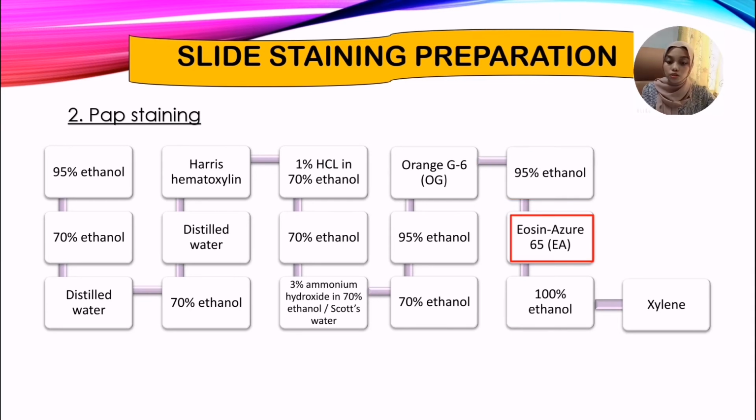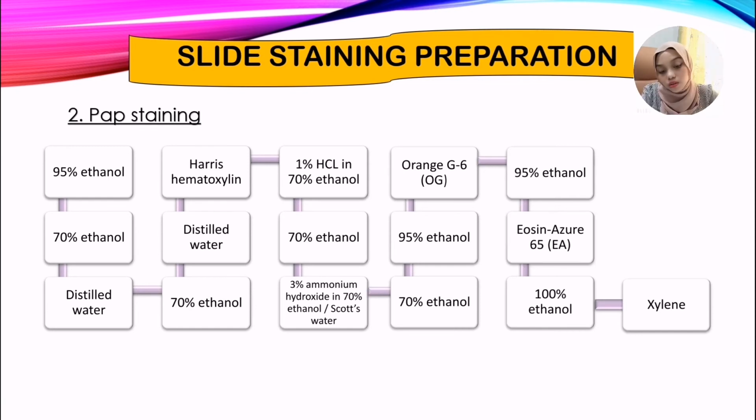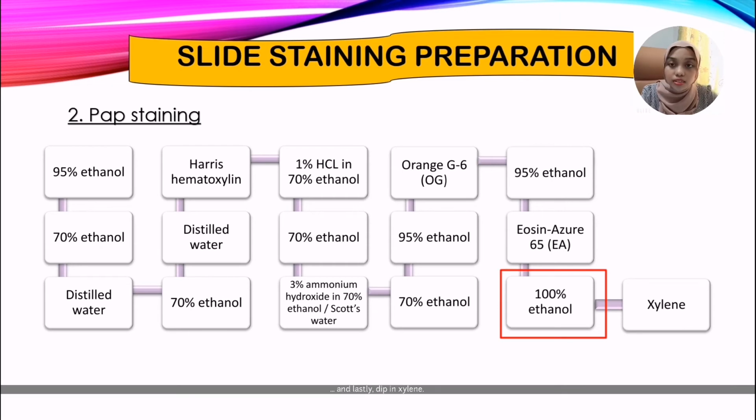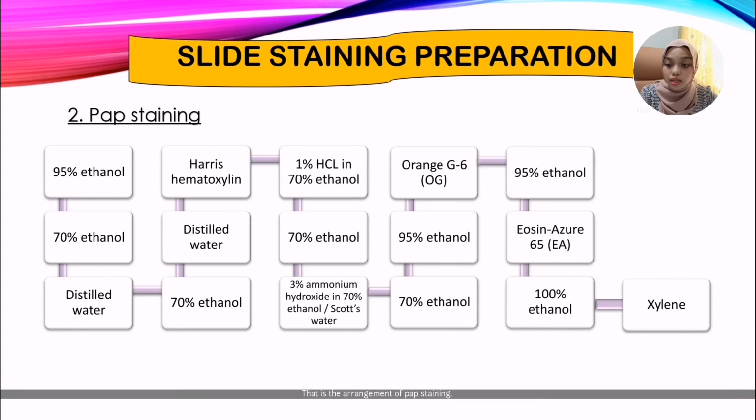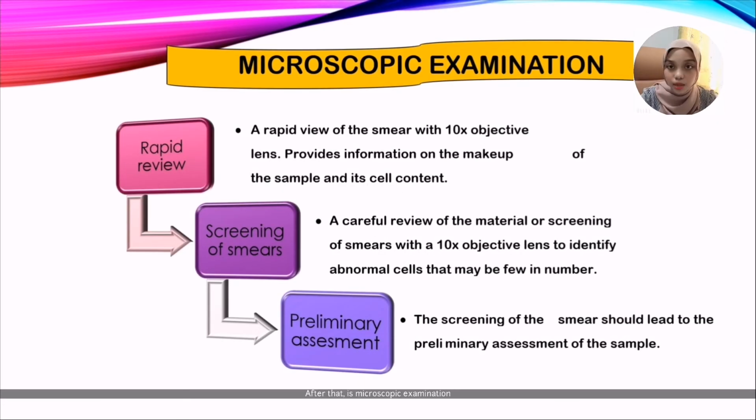Okay, as we know, EA65 is for non-gynecological samples. After that, dip in 1% ethanol and lastly dip in xylene. That is the arrangement of pap staining. After that is microscopic examination.